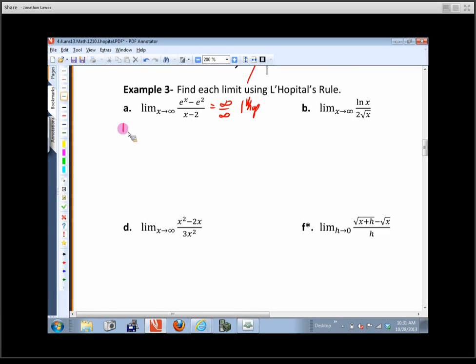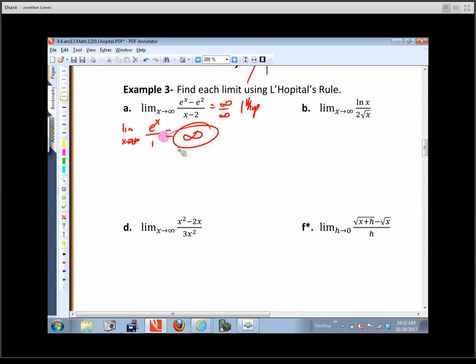So this is going to be the limit as x approaches infinity. Derivative of the top, e to the x. Derivative of the bottom, 1. Please don't use the quotient rule. It's going to go really bad really quickly, okay? So what is the limit of e to the x as x goes toward infinity?